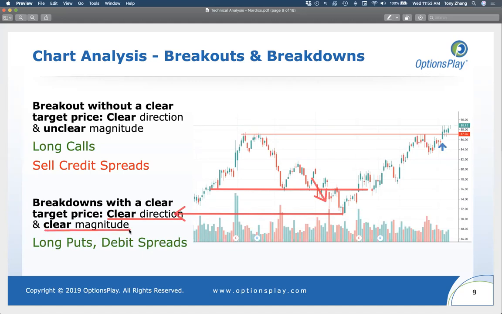So this happened during the coronavirus sell-off, where because we have price history from last year and the year before, we can get a sense for how far a stock can move to the downside.